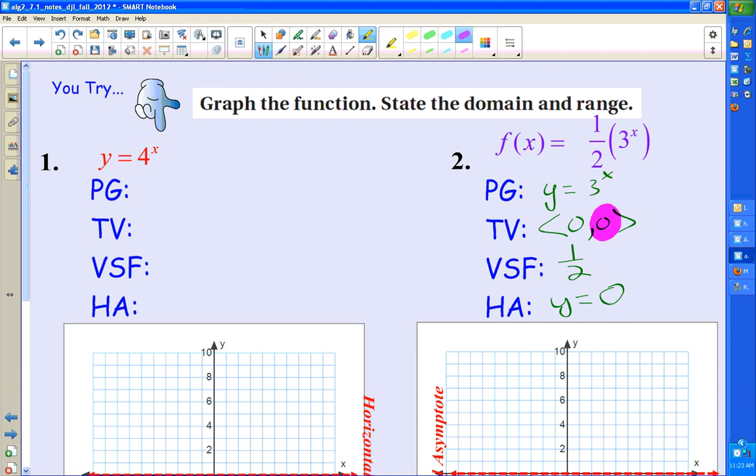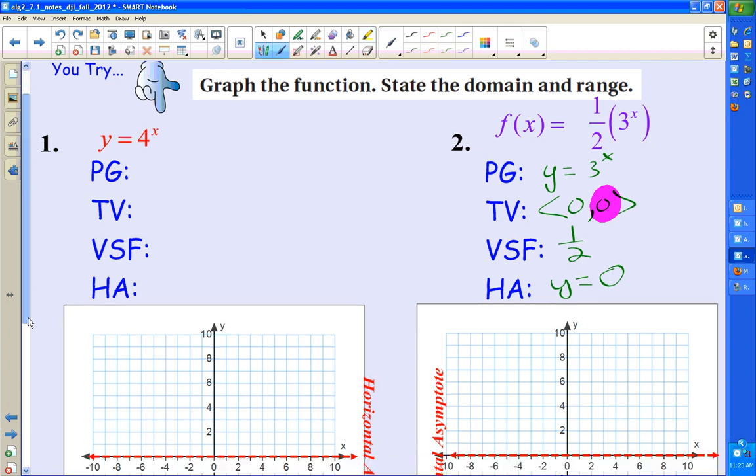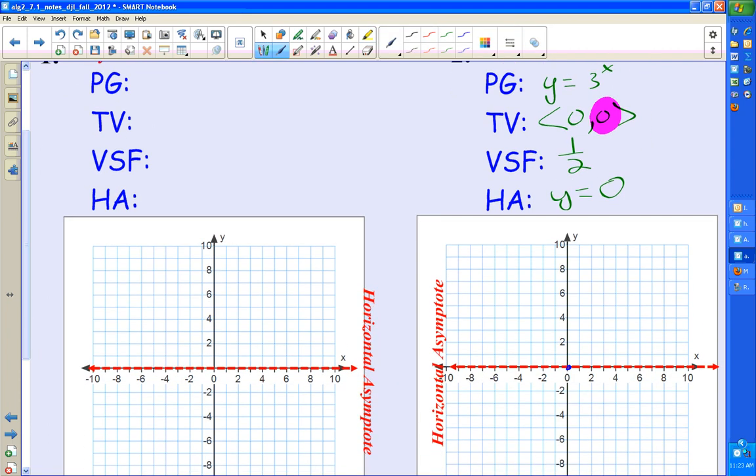So if we're going to graph this, we start with our translation vector, which is 0, 0, so that's where our origin is. Right through our new origin, we draw a horizontal asymptote. We have a vertical stretch factor. That means anything after the word up, we multiply by the vertical stretch factor. So, right 1, we should be going up 3. We're going to go right 1, up 1.5. Right 0, up 1 becomes right 0, up 0.5. And left 1, up 1 over 3 becomes left 1, up 1 over 6.